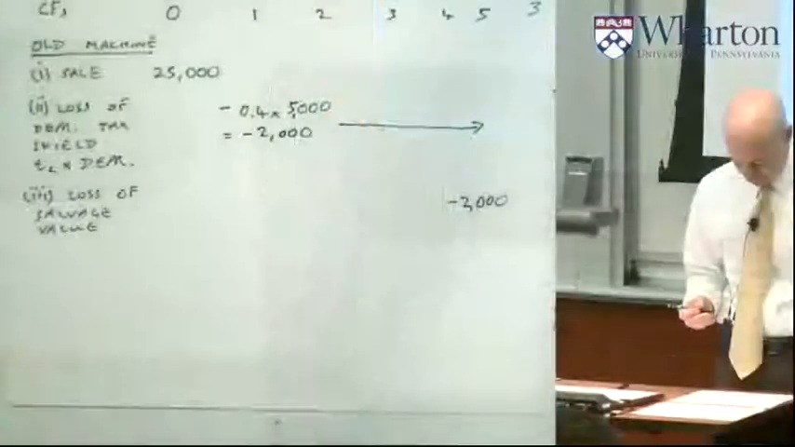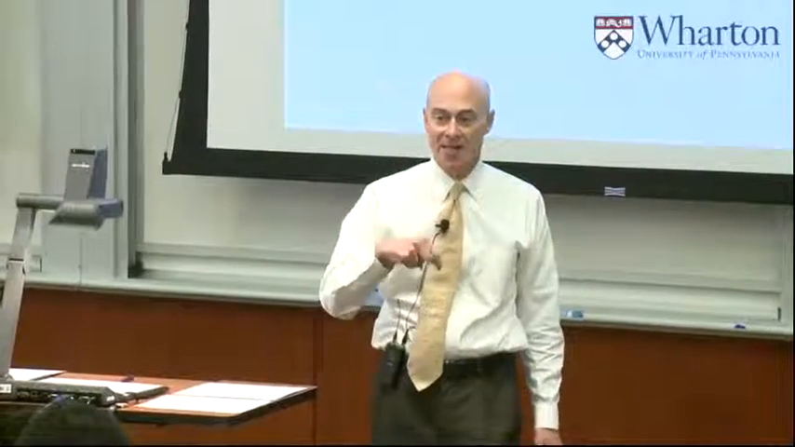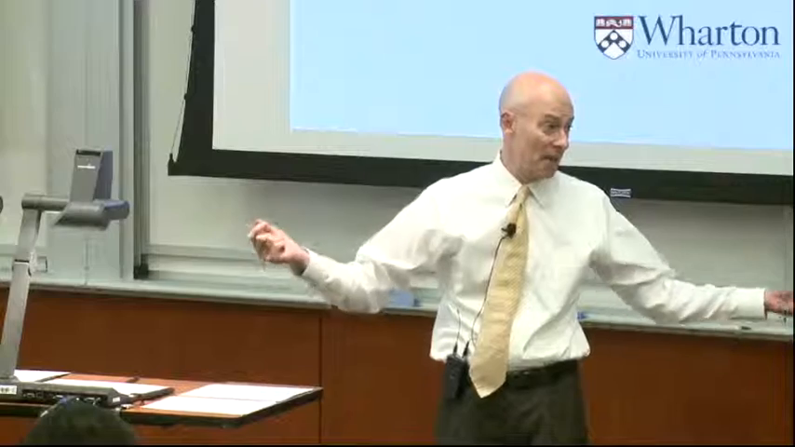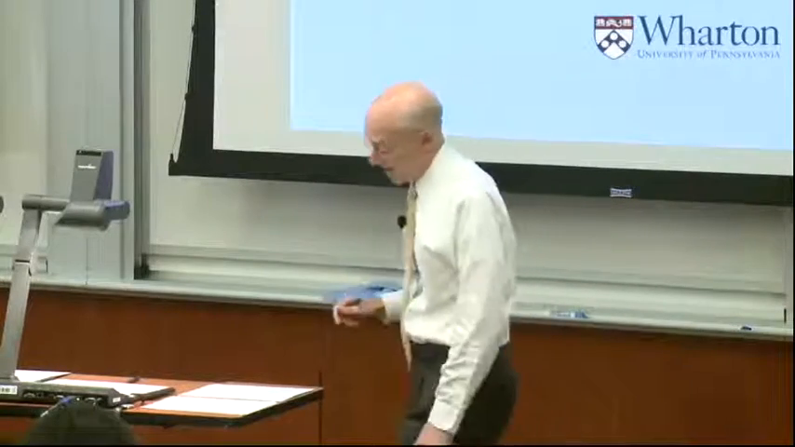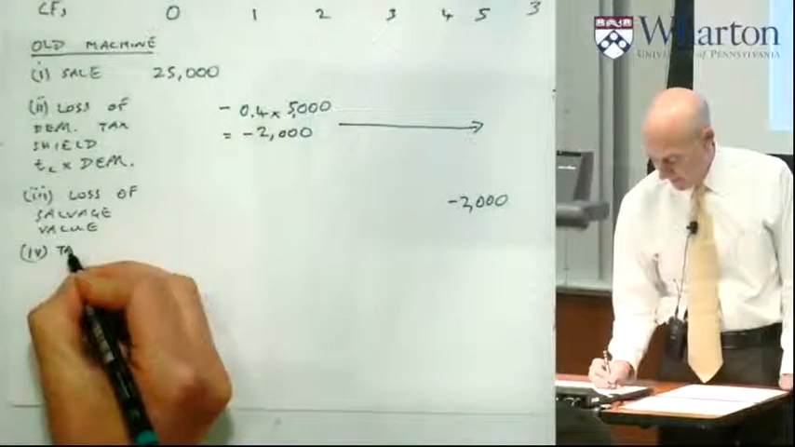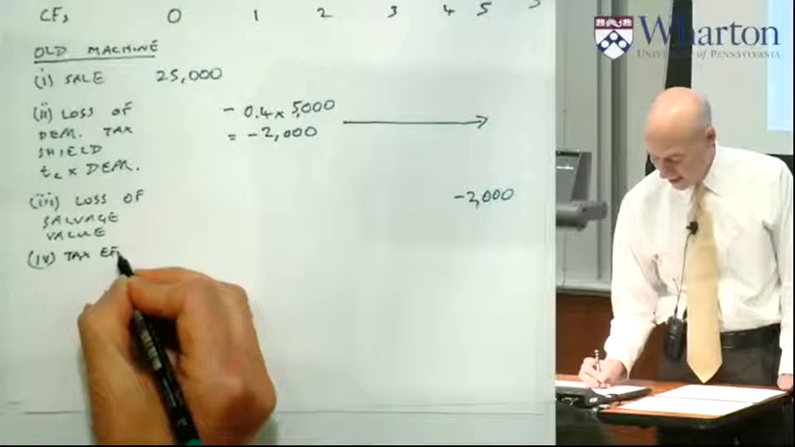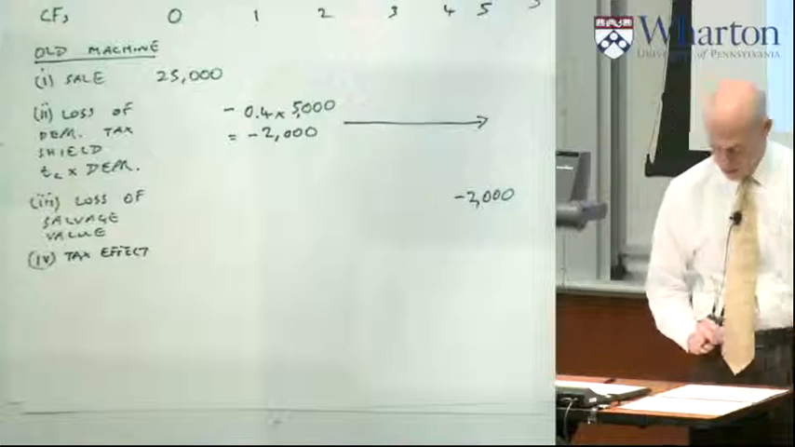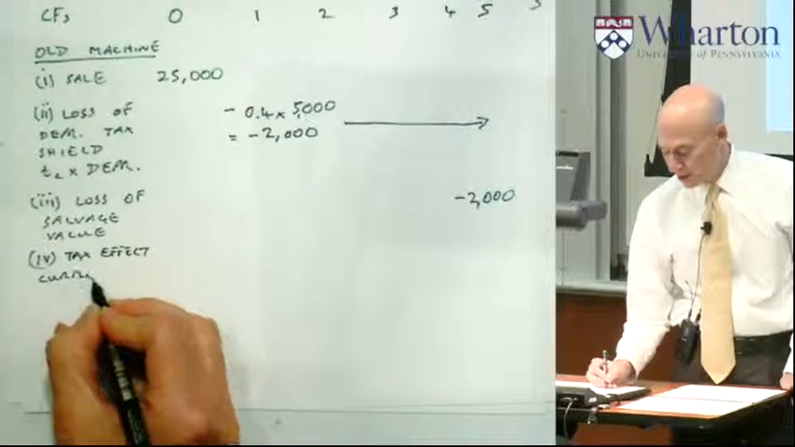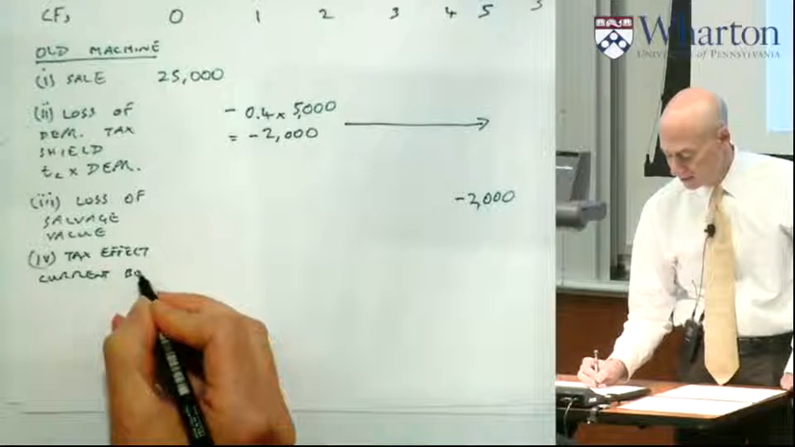Okay, so we write minus 2,000 here. If we sell it today, is there a tax effect? Yes. Depends on whether there's a gain or a loss, so we've got to figure that out. What's the tax effect? Well, we have to know the current book value. How much is that?